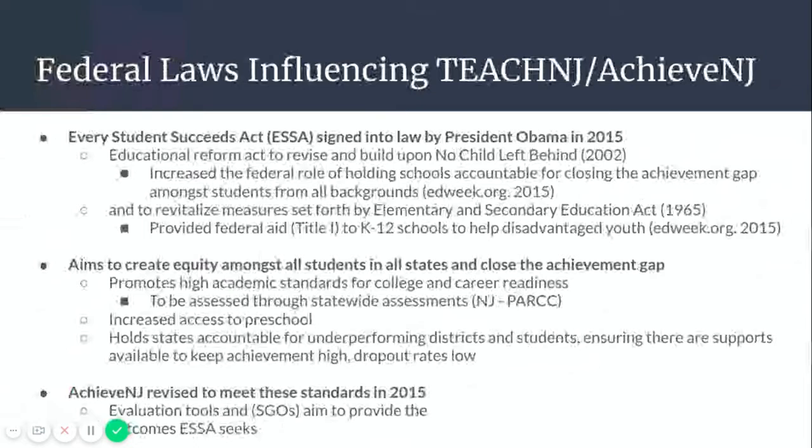The ESSA specifically aims to create equity amongst all students in all states and close the achievement gap, promoting higher academic standards for college and career readiness, which is something mentioned in our mission statement, increasing access to preschool, and holding all states accountable for underperforming districts and students, ensuring that there's supports available to keep achievement high and dropout rates low. Achieve NJ was revised to meet these standards in 2015.